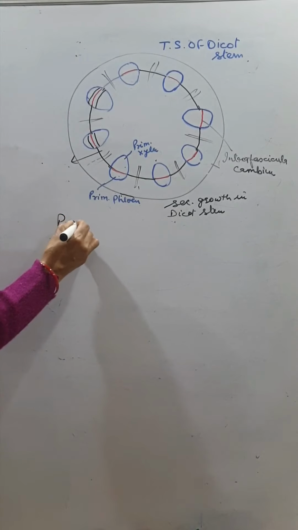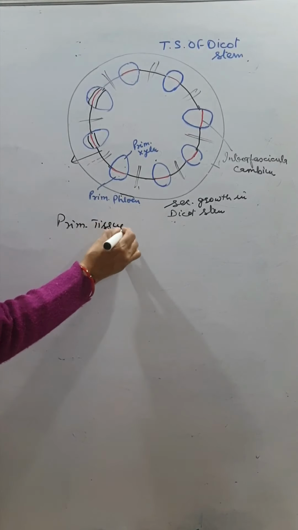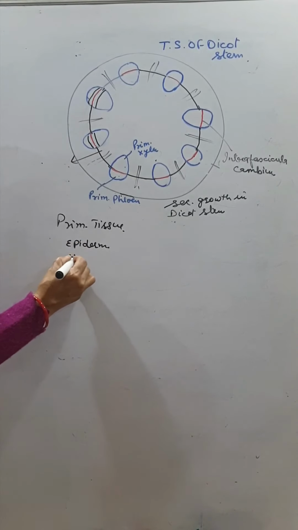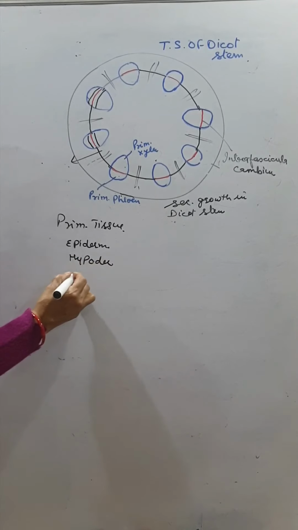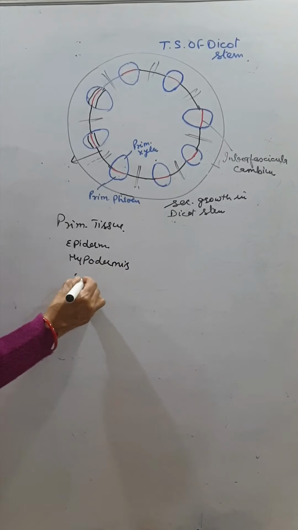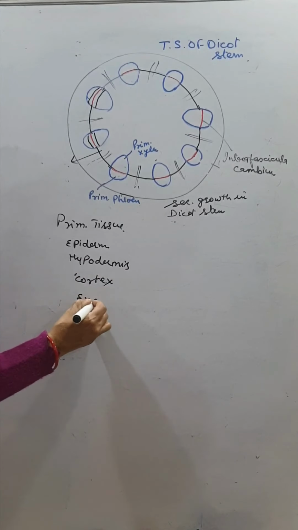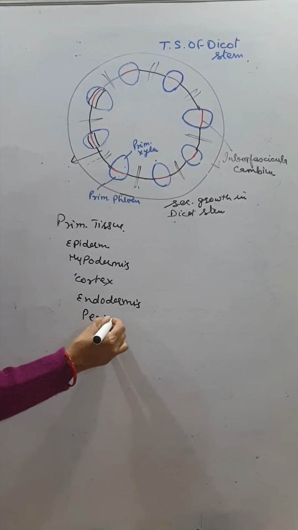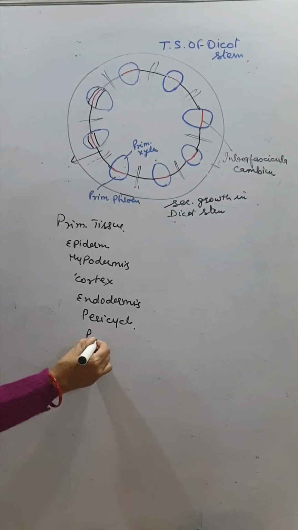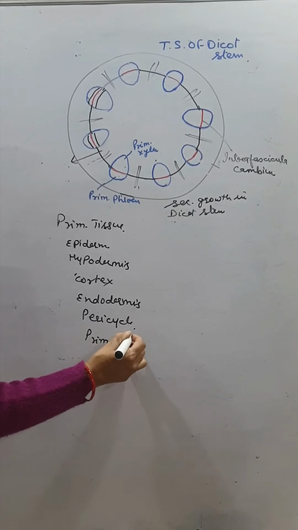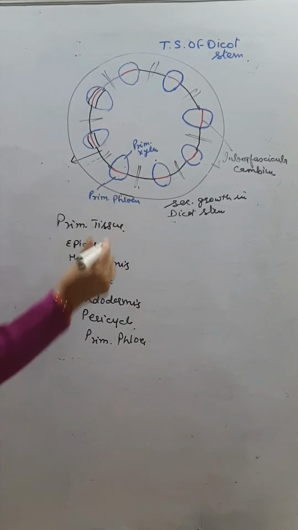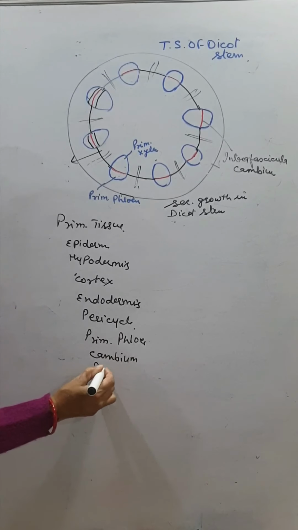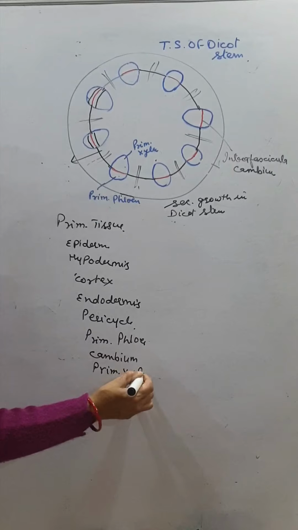Now in the primary tissues we will see the epidermis outside, then hypodermis, cortex, then endodermis, pericycle, primary phloem, primary xylem. Outside the primary xylem, the cambium ring is there, then primary xylem, and pith.